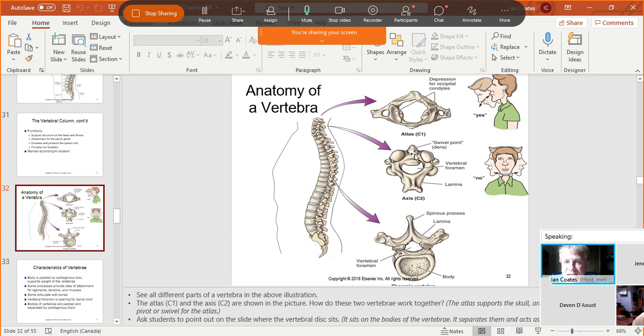These guys here, you have your atlas and your axis. This is number 1, right below the skull, your atlas. It is involved in, yes, motion. Your axis, which is number 2, right? Here's your skull, your atlas, and then underneath it is your axis. This one here is involved in no. I would know those 2.